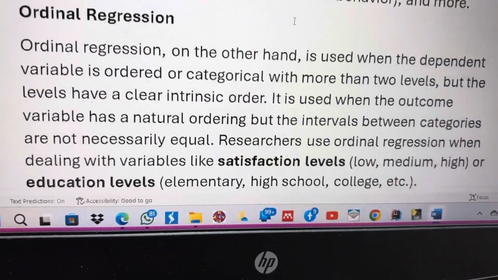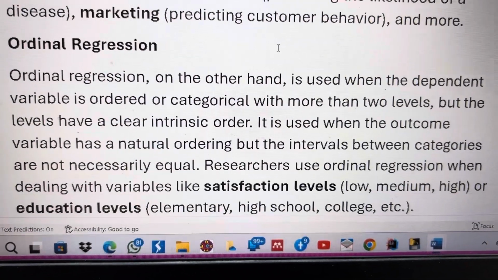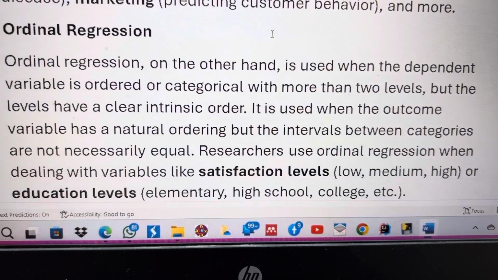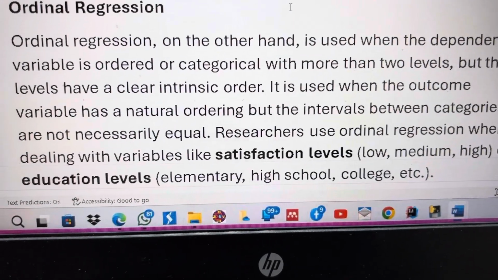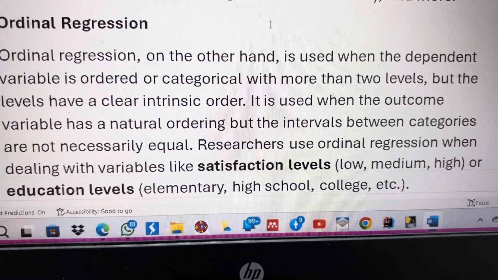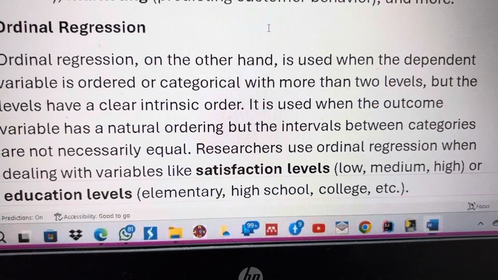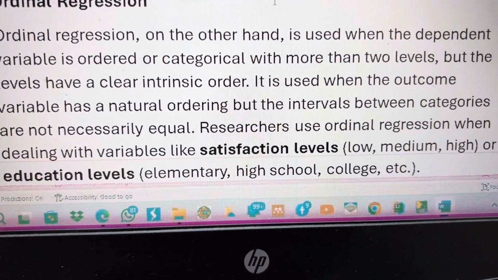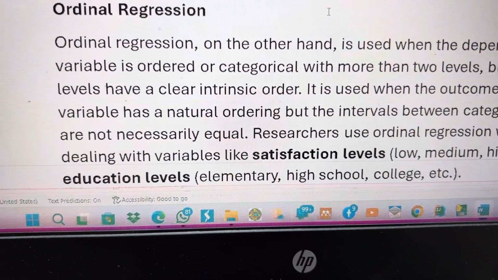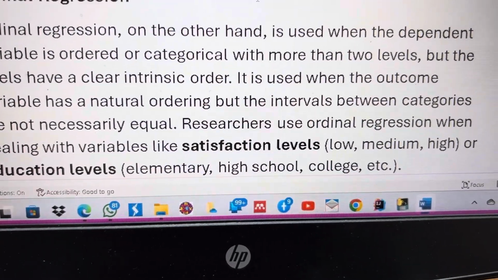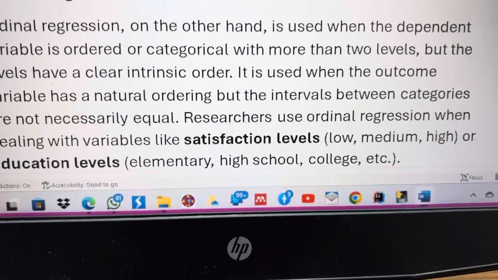Then we'll now look at ordinal regression. Ordinal regression, on the other hand, is when the dependent variable is ordered or categorical with more than two levels, but the levels have a clear intrinsic order. It is used when the outcome variable has a natural ordering, but the intervals between categories are not necessarily equal. Researchers use ordinal regression when dealing with variables like satisfaction levels, like low, medium, high, or education levels, elementary, high school, college, and so on and so forth.